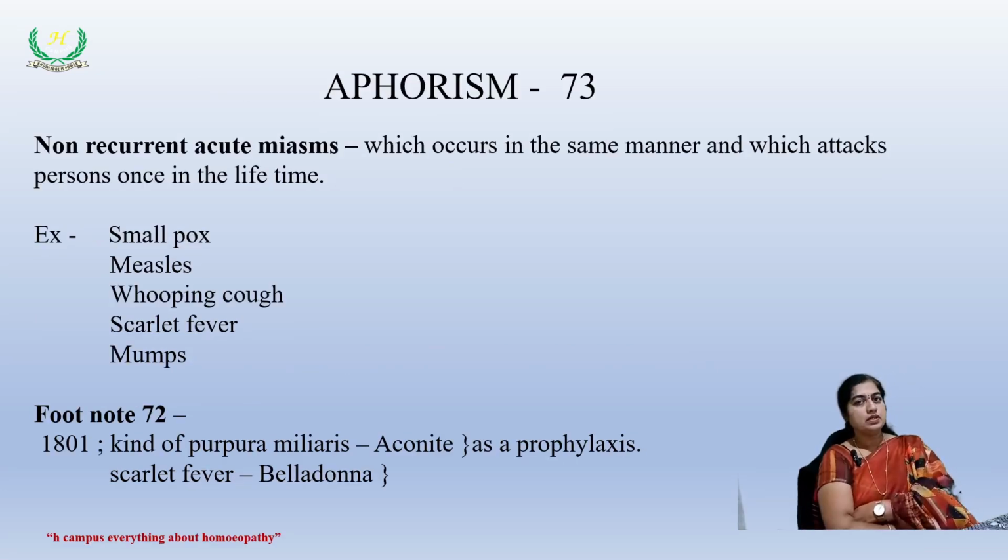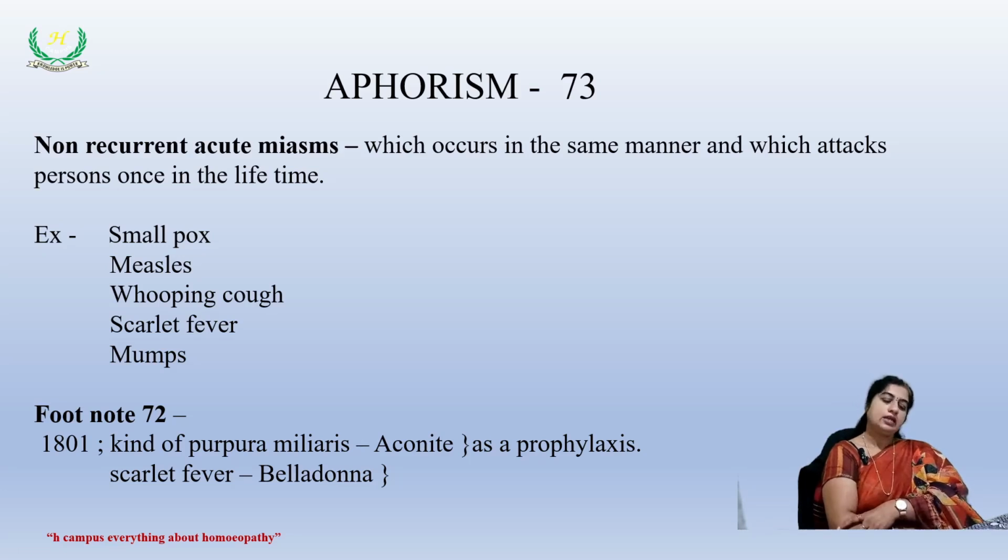Non-recurrent acute miasm occurs pretty much in the same manner only, but only once in lifetime of the person. Example: smallpox, measles, whooping cough, scarlet fever, and mumps. In 1801, a kind of purpura miliaris had occurred, and for that Hahnemann prescribed aconite, and for scarlet fever he prescribed belladonna as a prophylaxis. And definitely there was a very good result.